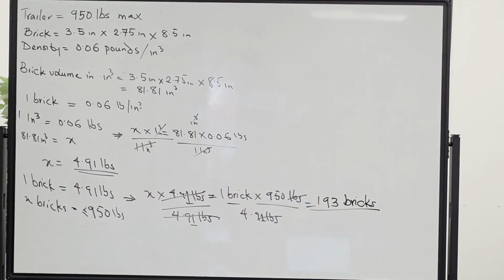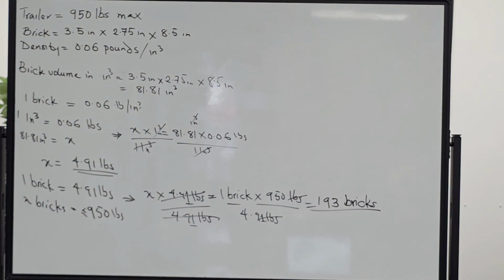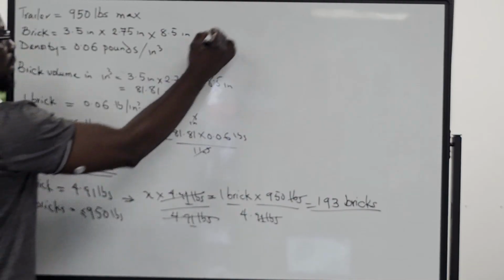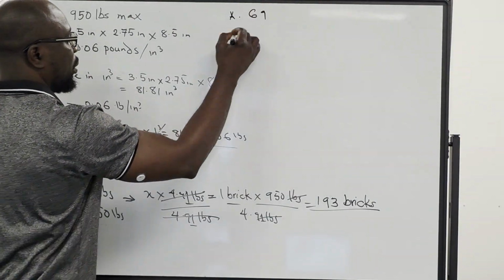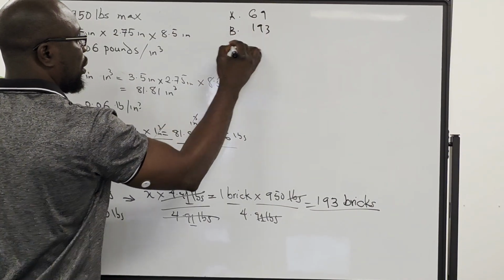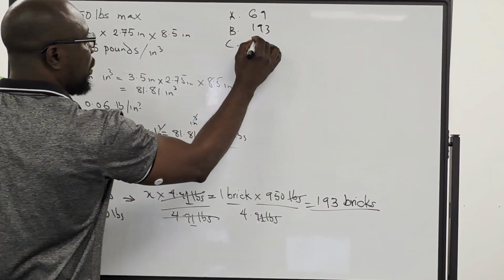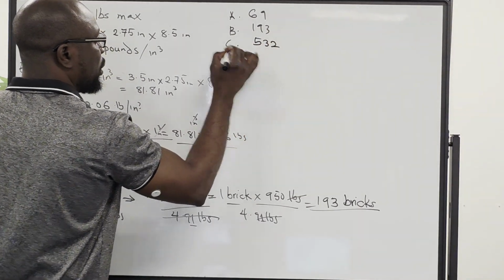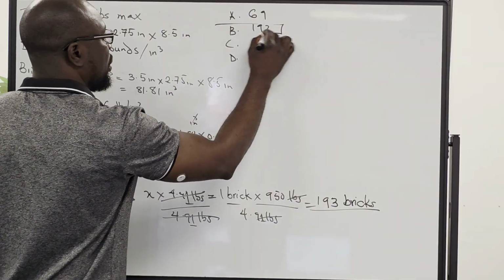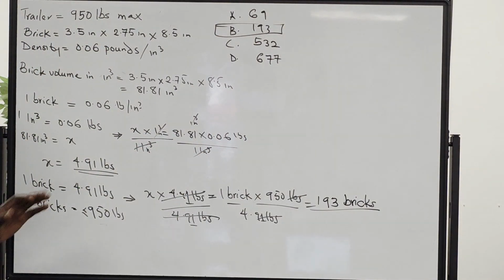So the maximum number of bricks we can put on this trailer is 193. Option A, they gave us 69. Option B, 193. Option C, 532. And option D, 677. So the answer is 193. That is one way you can solve this.